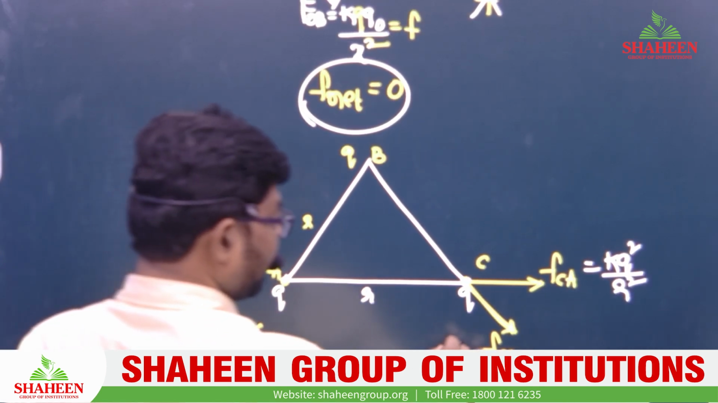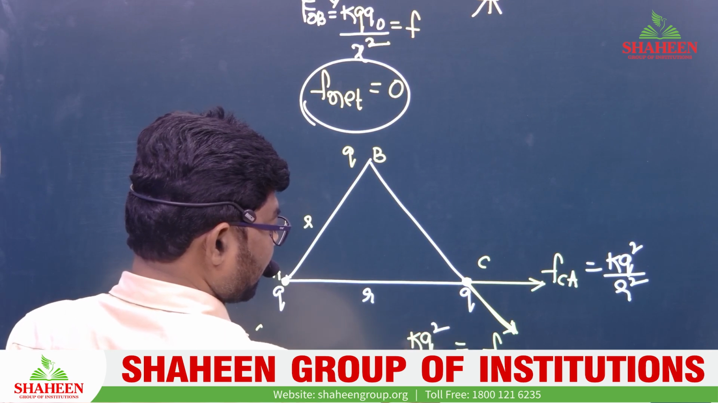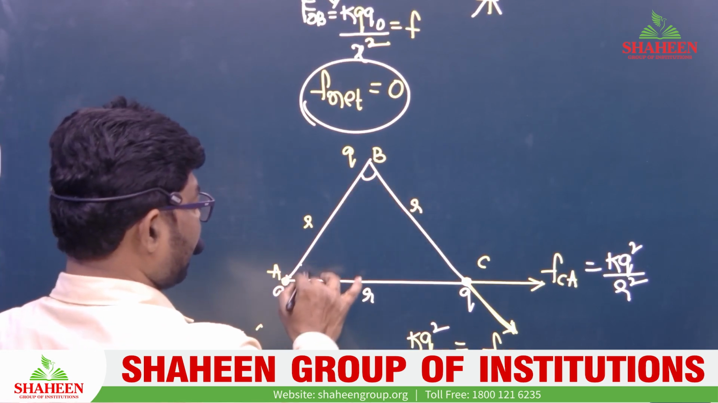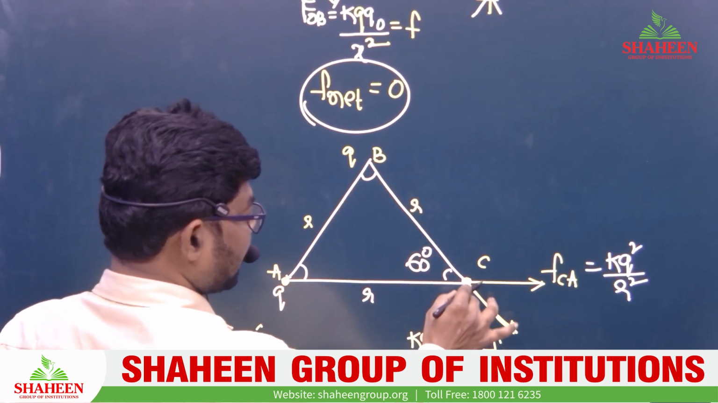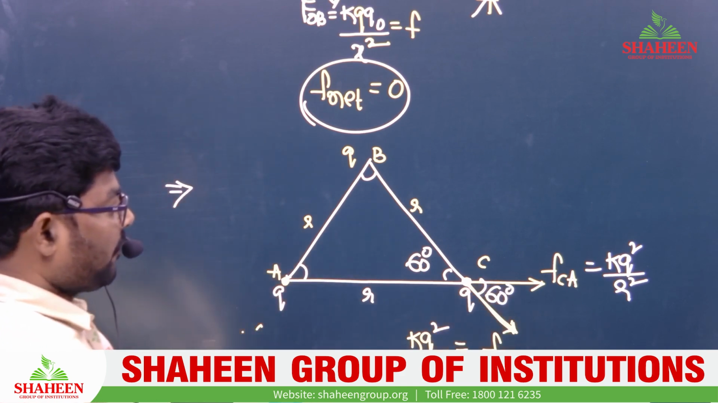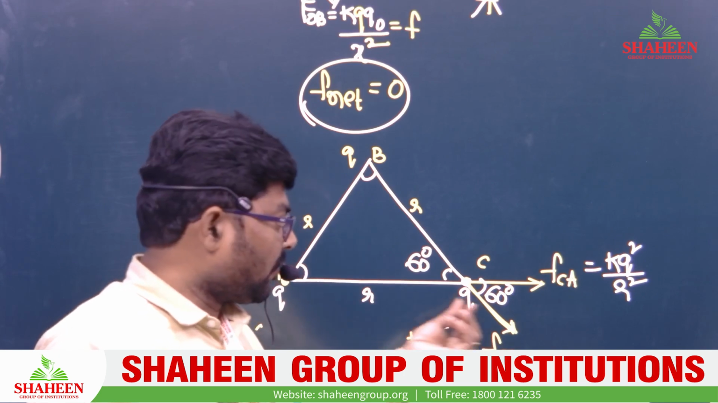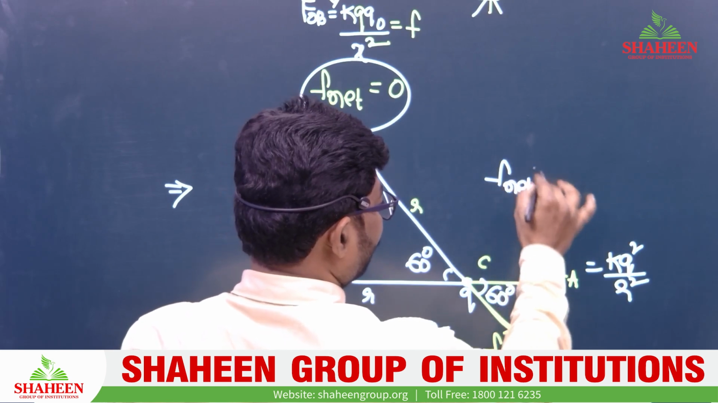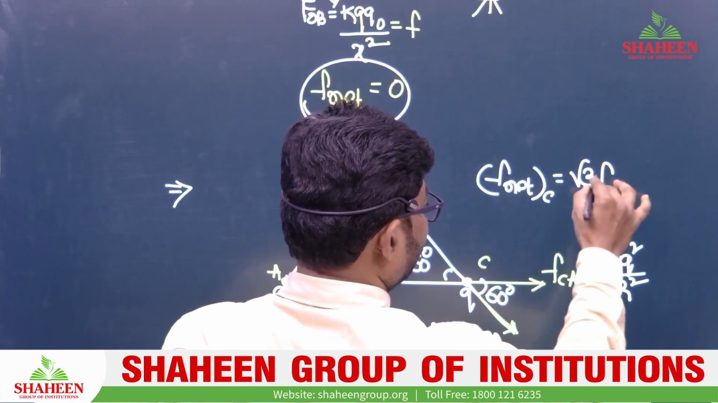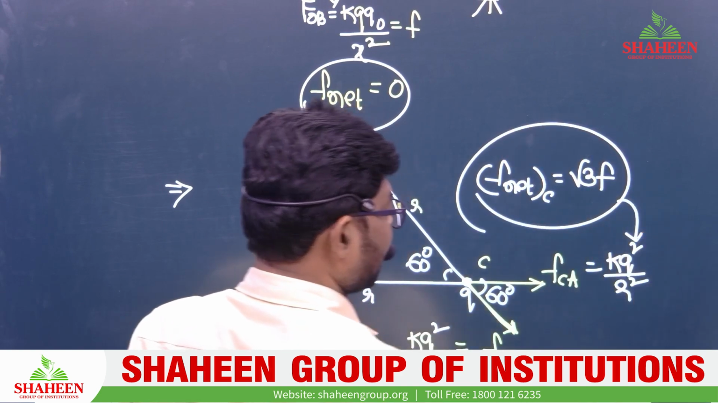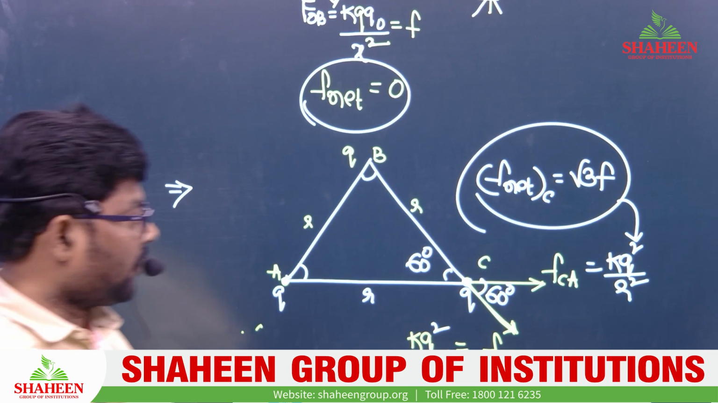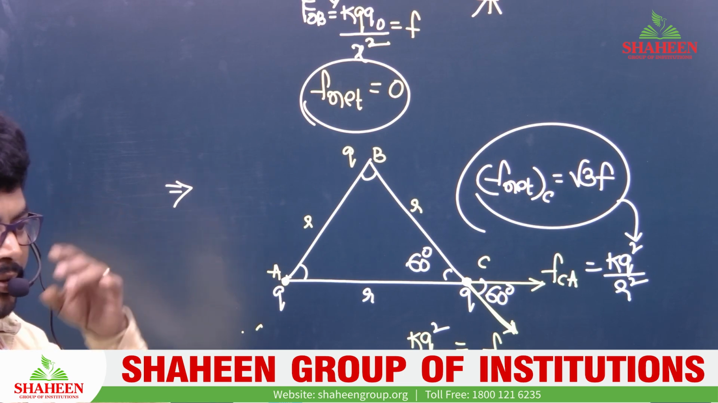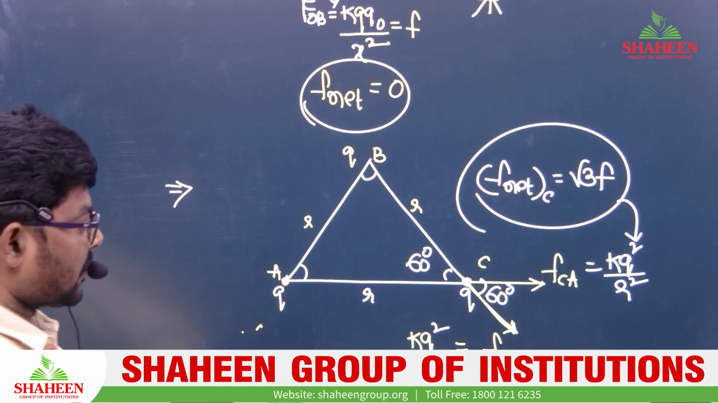Force on C due to B is also K into Q square upon R square. Both are the same. All sides are the same, so this is an equilateral triangle. This angle will be 60, then this angle also will be 60. If it is 60 with equal forces, as I said, the resultant is root 3 times of F. The net force at point C is root 3 times of F, where F is equal to KQ square upon R square. This is the net force. Is it clear, students?